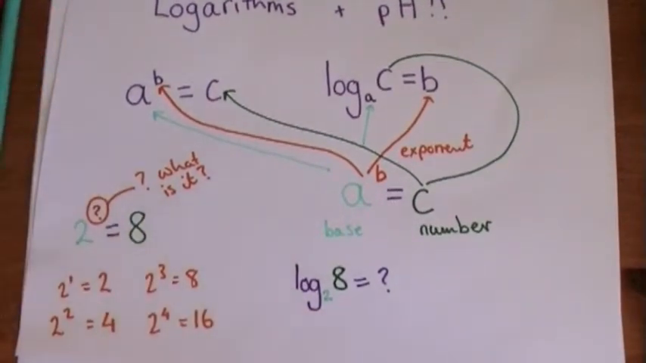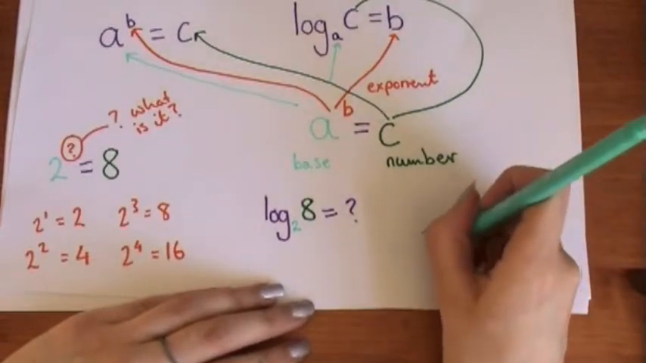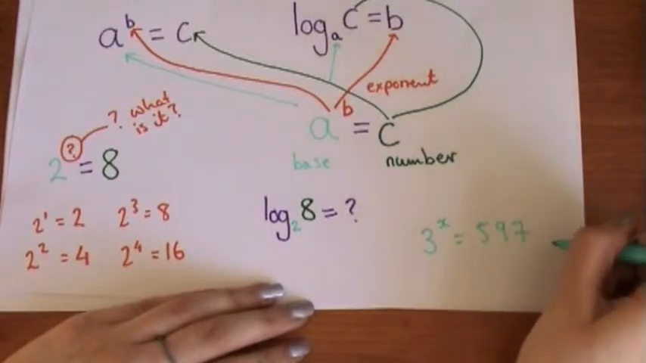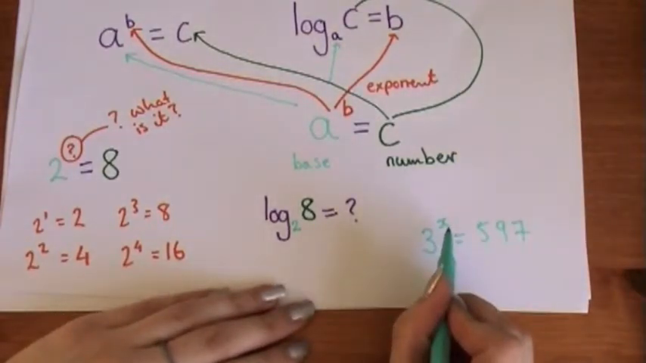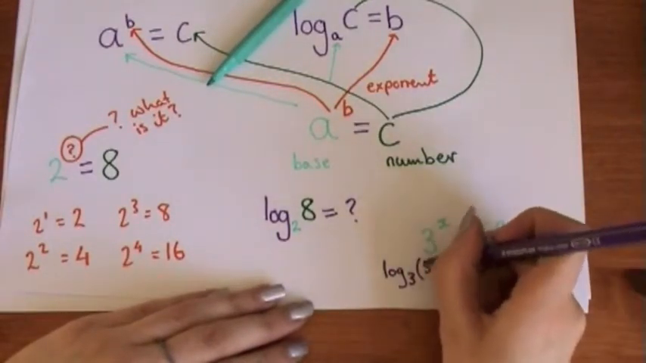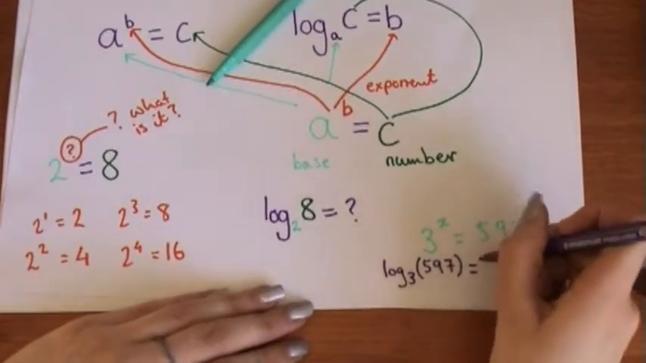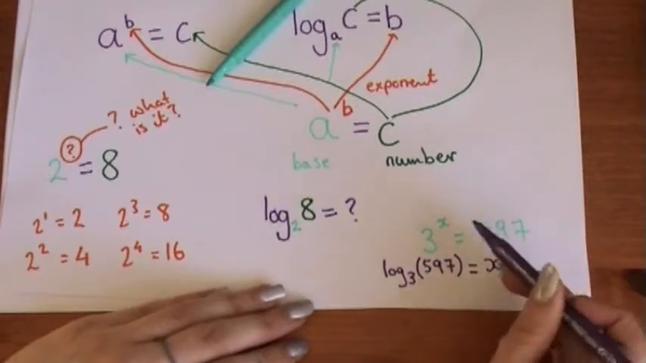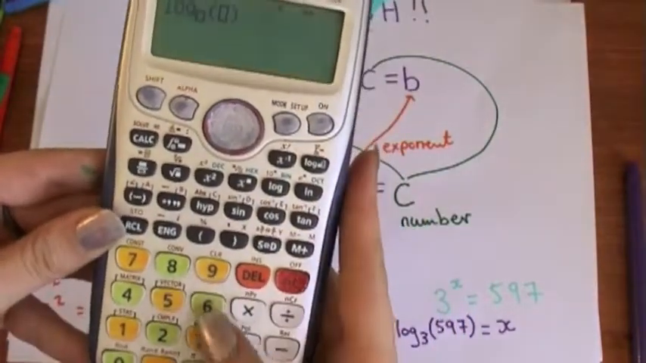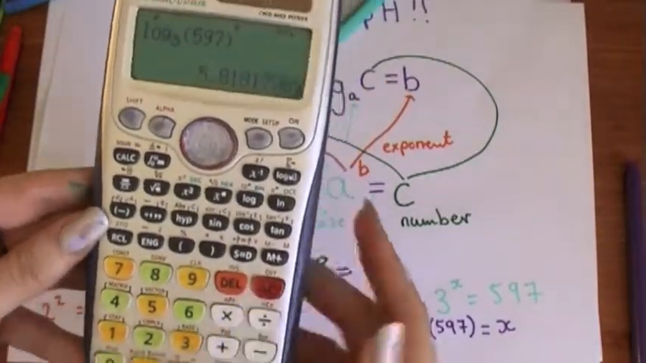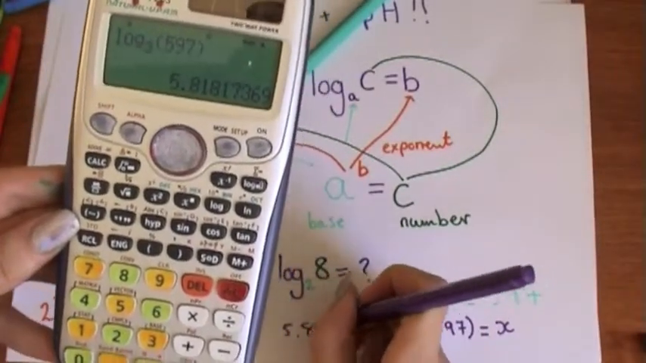So if we have something like this, let's say it was 3 to the x equals 597. I'm not going to go through each number and try and find out what x is. What I can do is I can go, okay, so log base 3 of 597 equals x. So 3 to the power of x equals 597. So we always go sort of around in circles. So I use this button, log to the base 3, 597. So therefore 5.818 equals x.